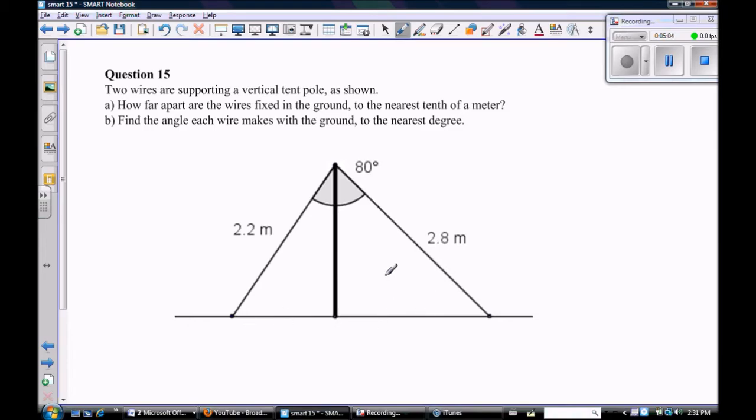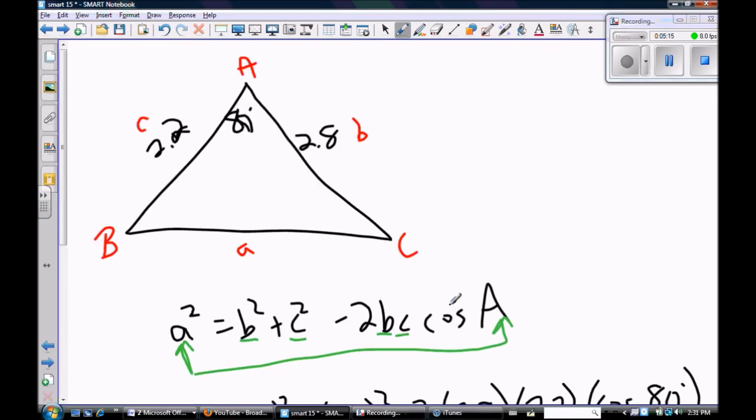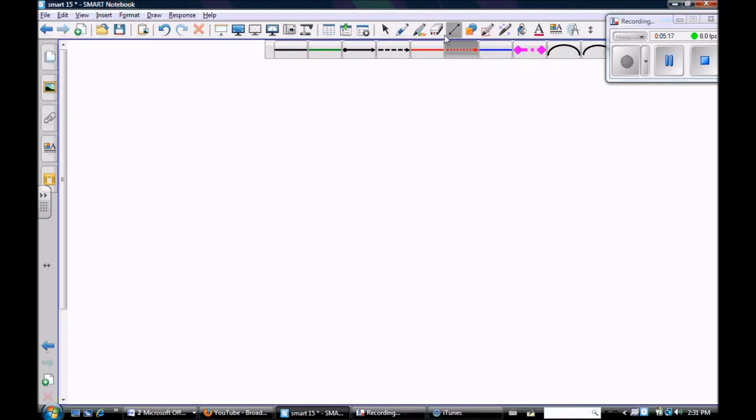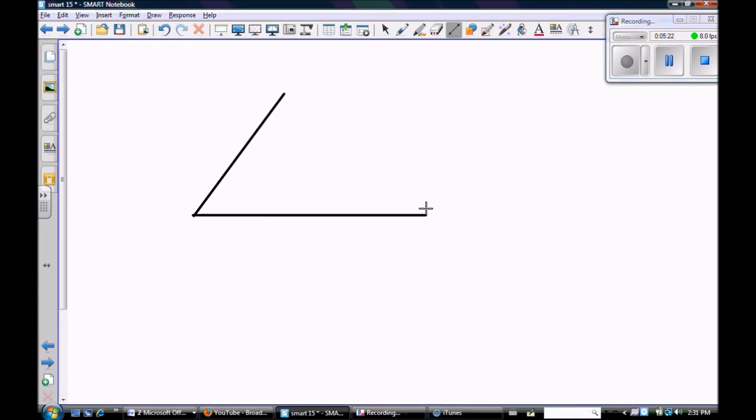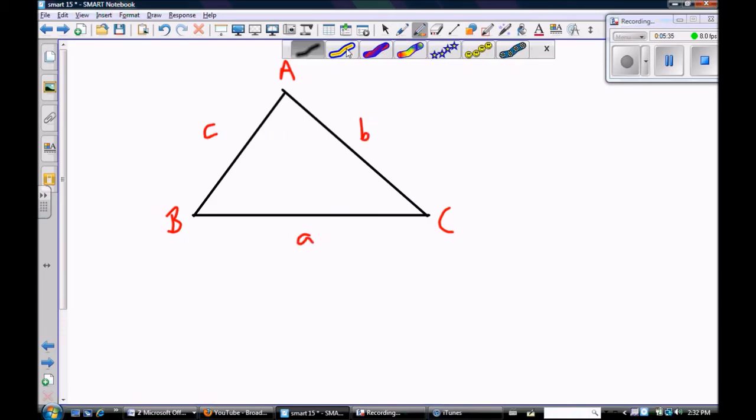Okay, so let's look at part B. Find the angle that each wire makes to the ground to the nearest degree. So I want to know this angle, and I want to know this angle. So let's redraw all the information we have. Ooh, let's be a little neater this time. Ooh, fancy. And we had labeled this A, B, C, and therefore this is little a, little b, and little c.